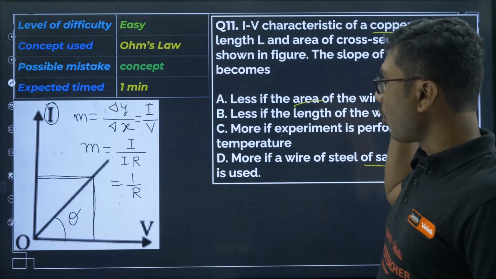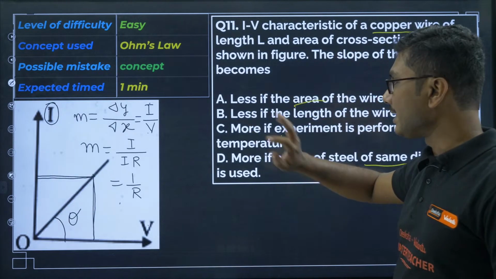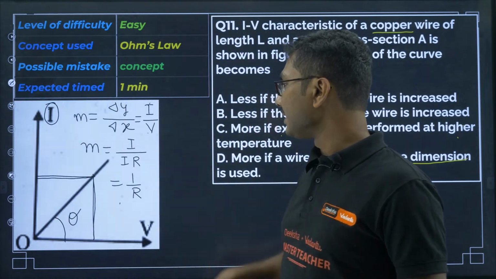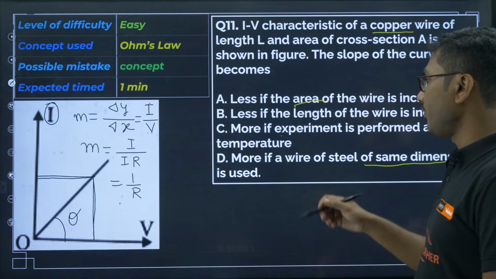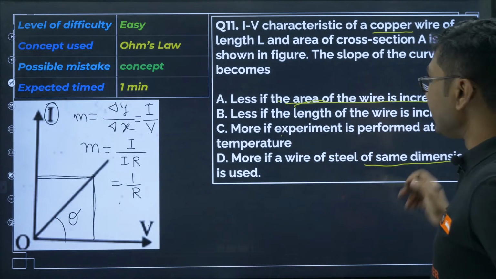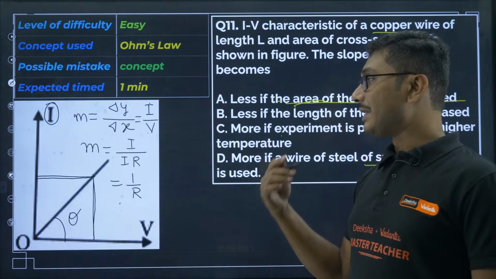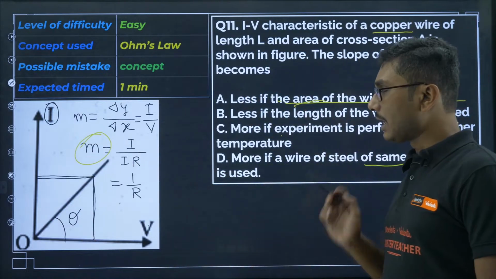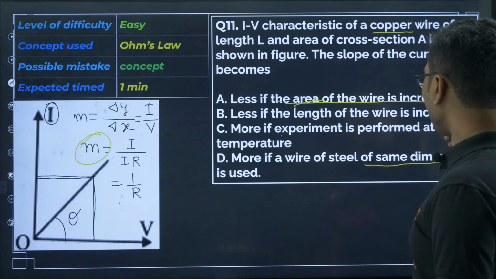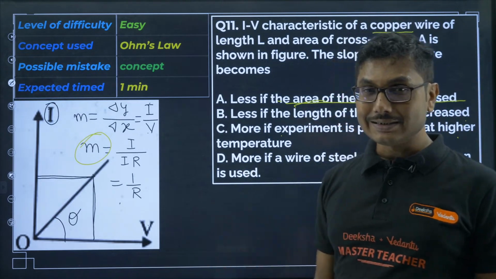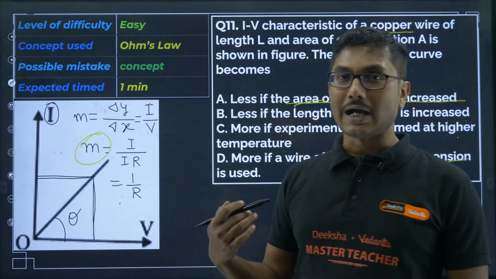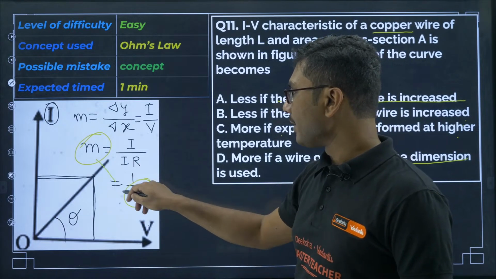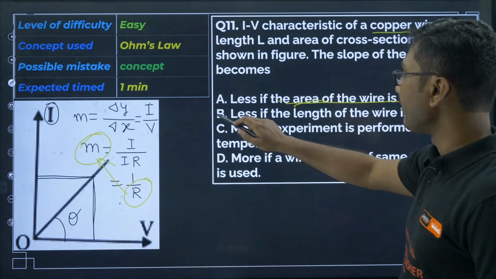Now, in this case, all the cases are given: the first 2 cases say less, the next 2 cases say more. So we have to find out where the resistance is increasing or decreasing. First of all, if the area of the wire is increased, resistance decreases, so slope will be more. Definitely, this is not the answer. Less, if the length of the wire is increased. Now, if the length is increased, resistance will be increased, because R is equal to rho L by A. So if resistance increases, then the slope M is definitely going to decrease. So this is definitely the correct answer.